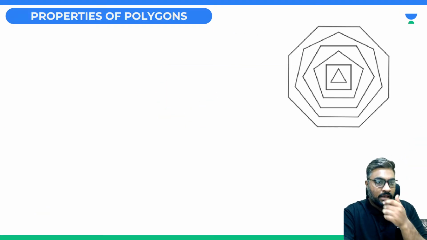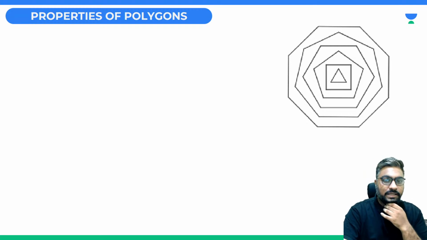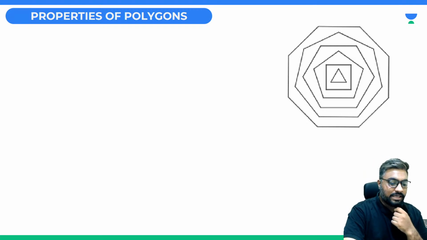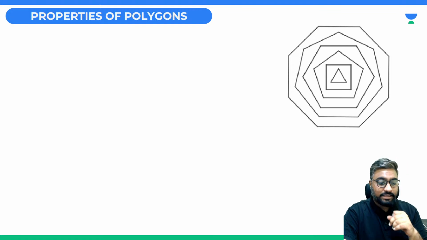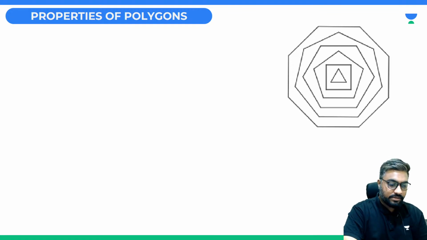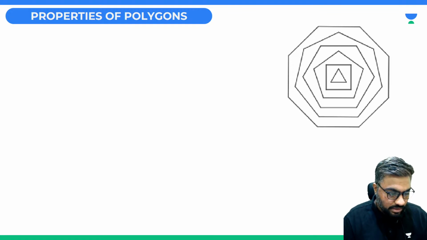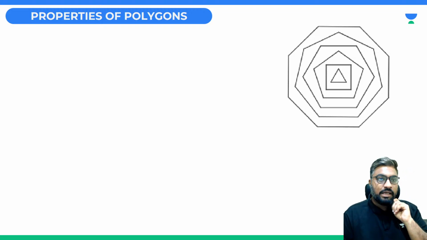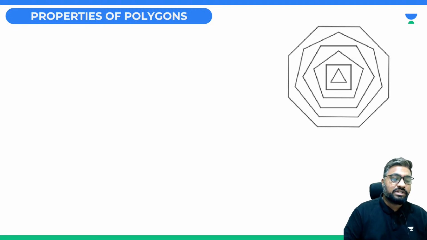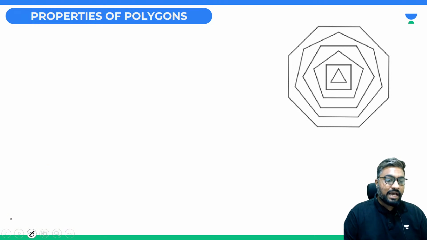All right. So we're going to start with polygons. Let's first talk about what polygons are. Polygons are basically closed figures that have a finite number of sides. And sides are basically what? Straight lines joining 2 points, 2 vertices.